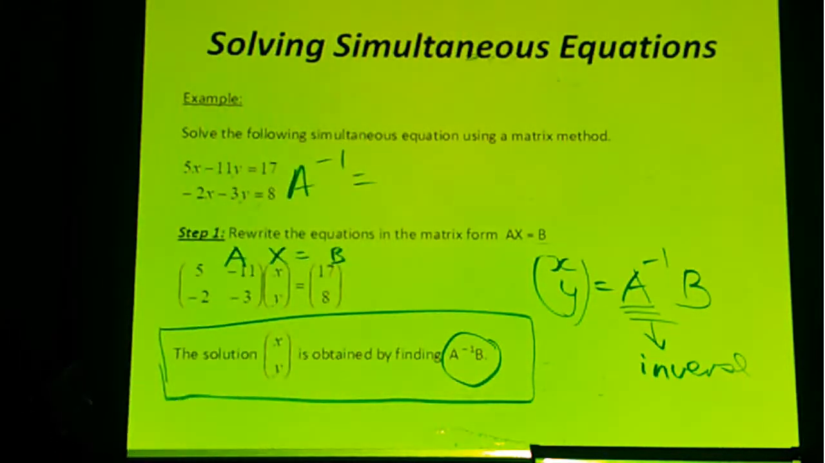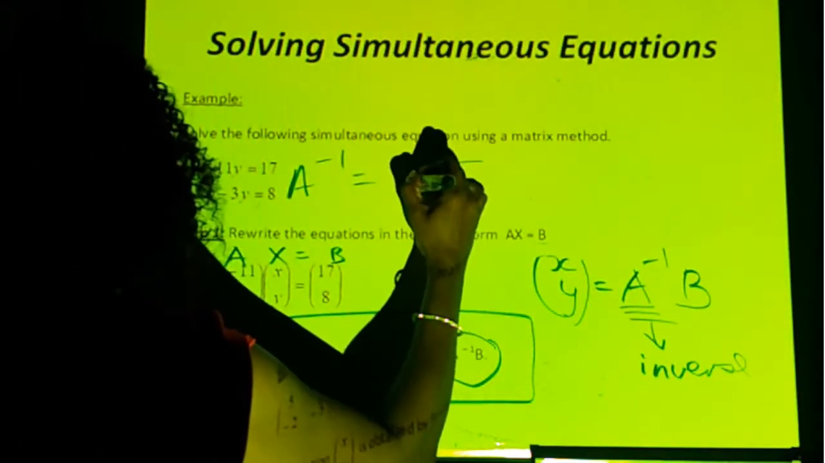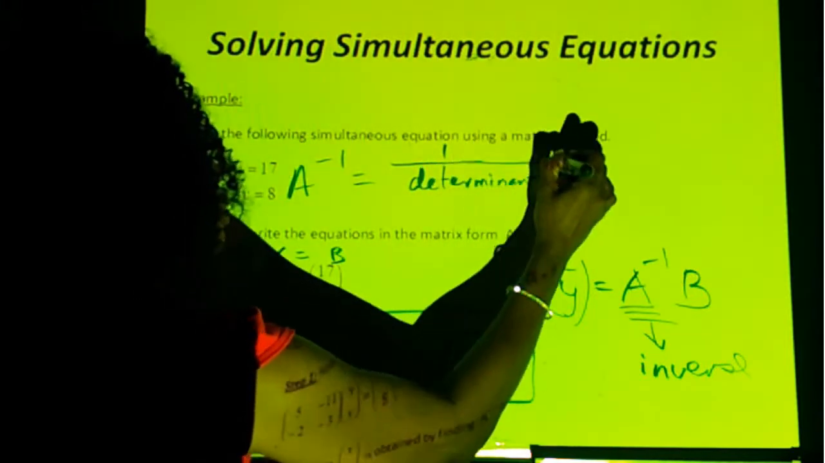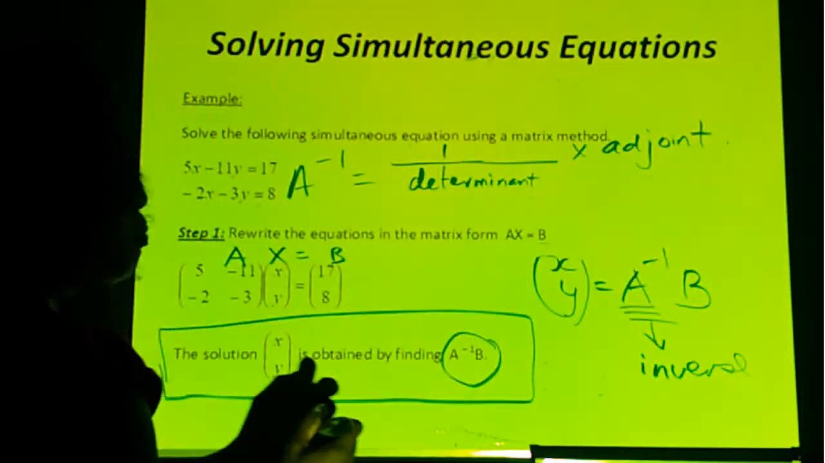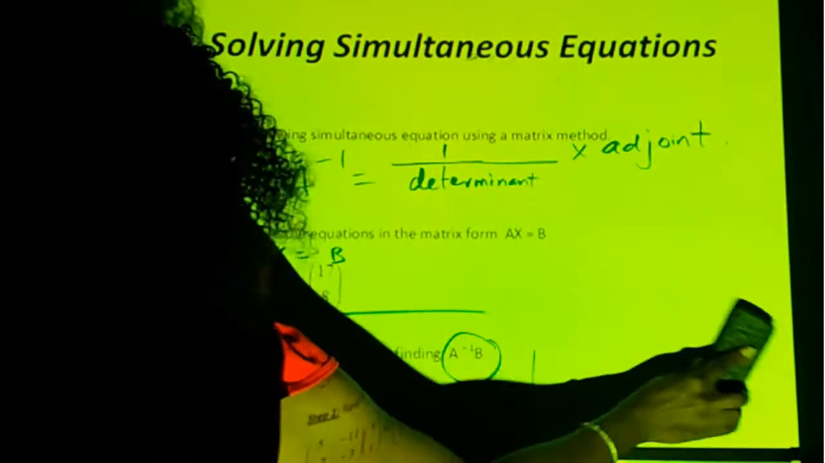Anyone remembers? Those who do an exam next week, do you remember? All right, let me remind you. It's 1 over the determinant multiplied by the adjoint. So please check out my previous videos. I'll link it in the description box below, just in case you missed that video. All right? And we're moving on now.